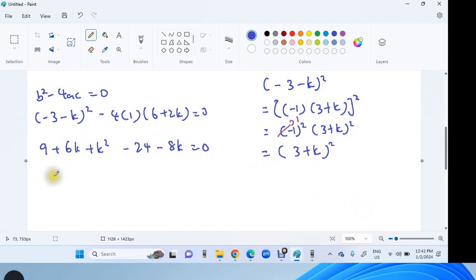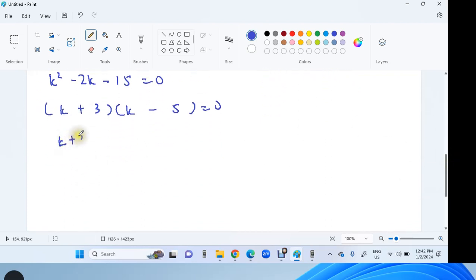Then we have k squared minus 2k minus 15 equal to 0. So I open the bracket: k plus 3, k minus 5. So k plus 3 equal to 0, k equal to negative 3, and k minus 5 equal to 0, k equal to 5. We get the answer k equal to negative 3 and k equal to 5. So that is the answer.